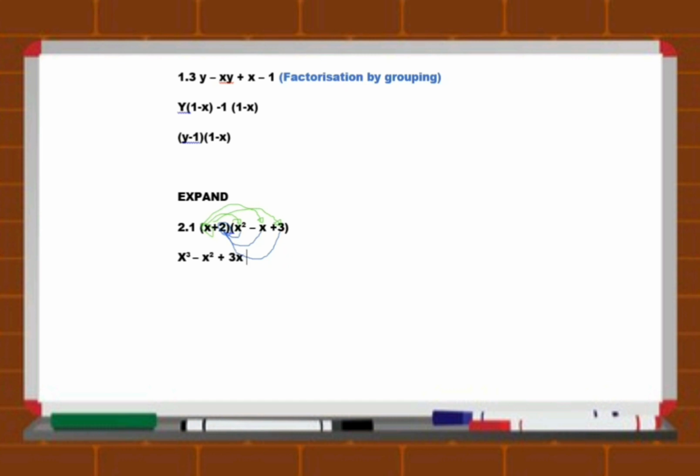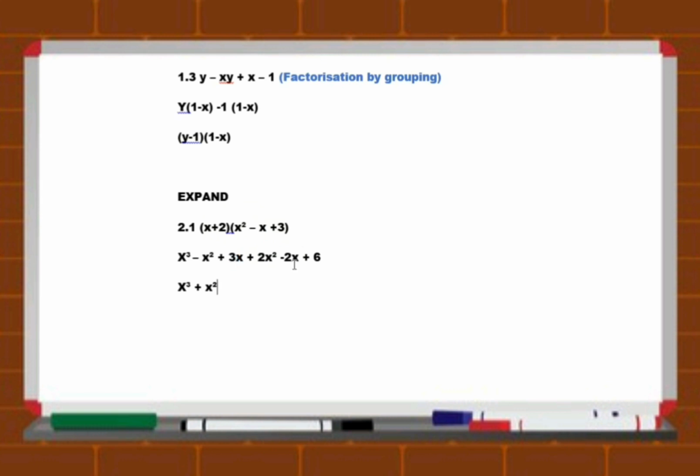Now, positive 2 times, this is the first part of the equation, the green side. Now we're doing the blue side. Positive 2 times positive 2x equals positive 2x squared, right? Positive 2 times negative x equals negative 2x. A positive 2 times positive 3 equals a positive 6.